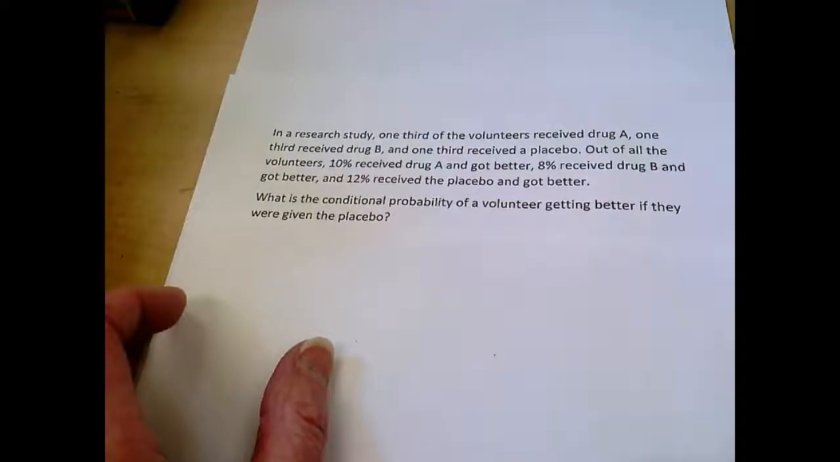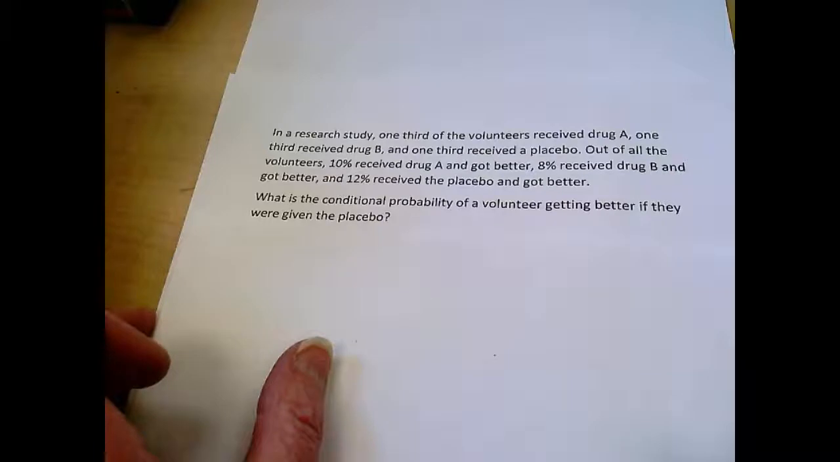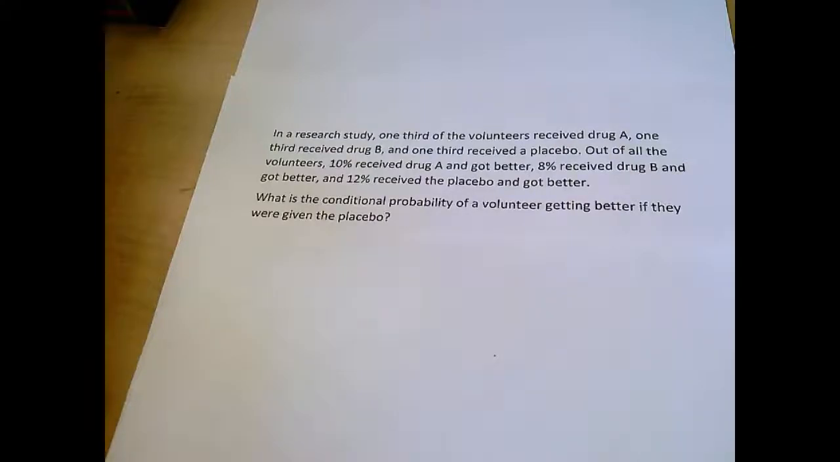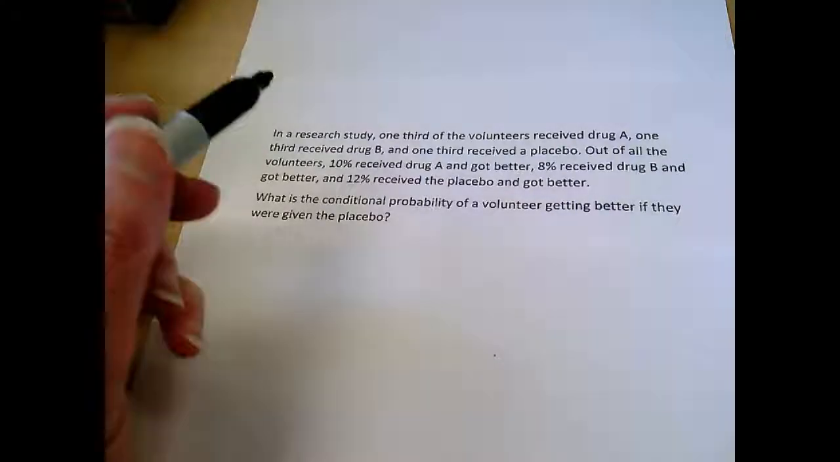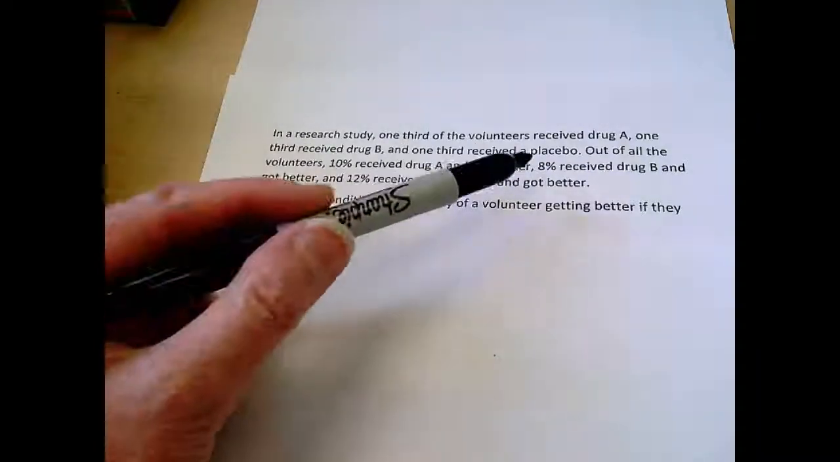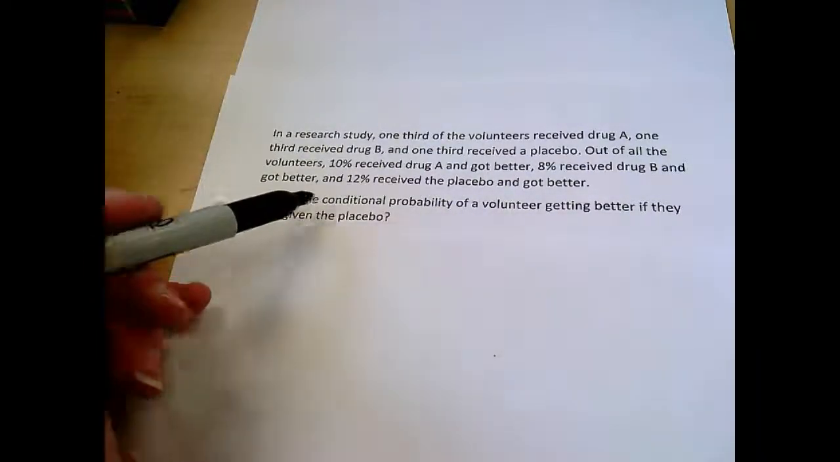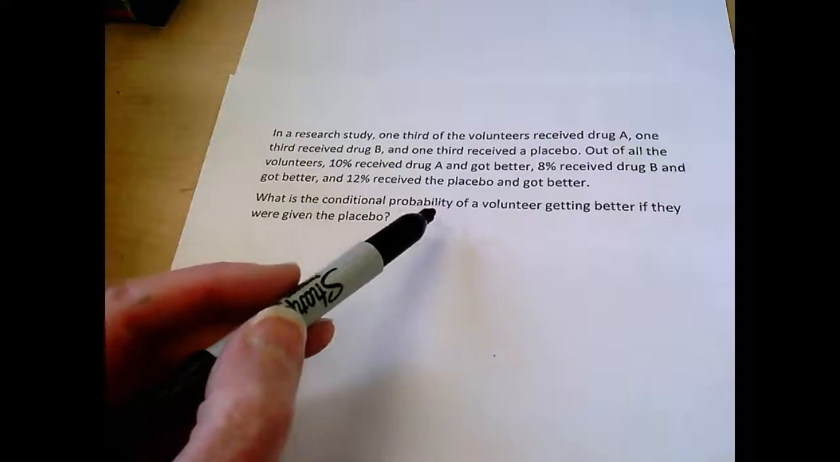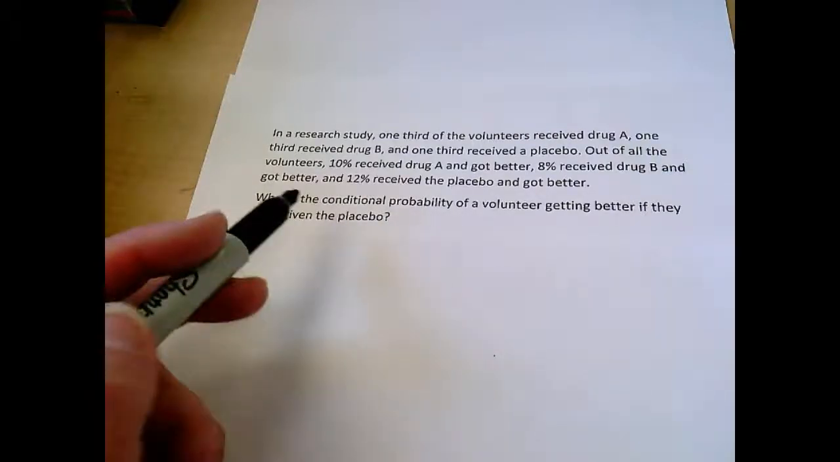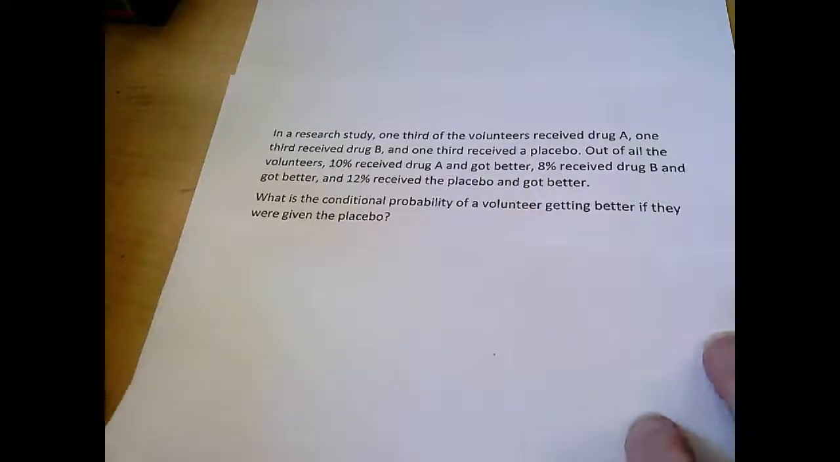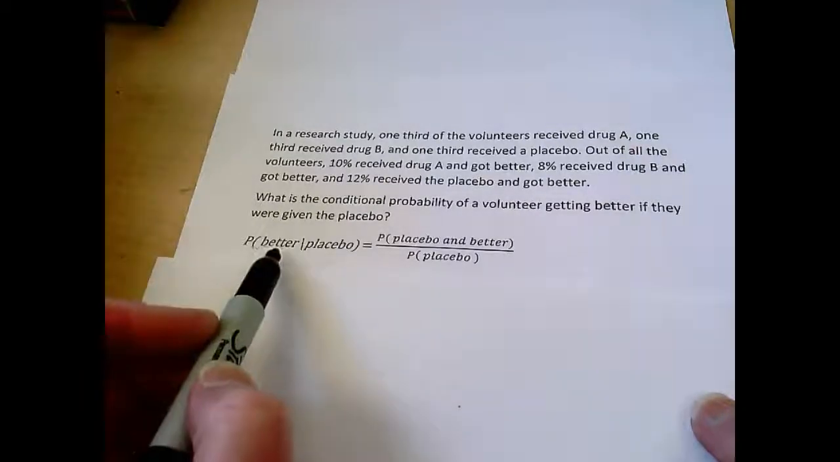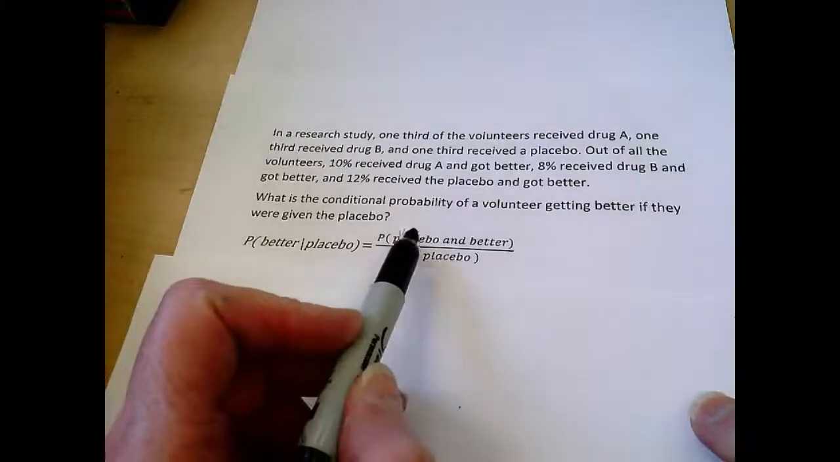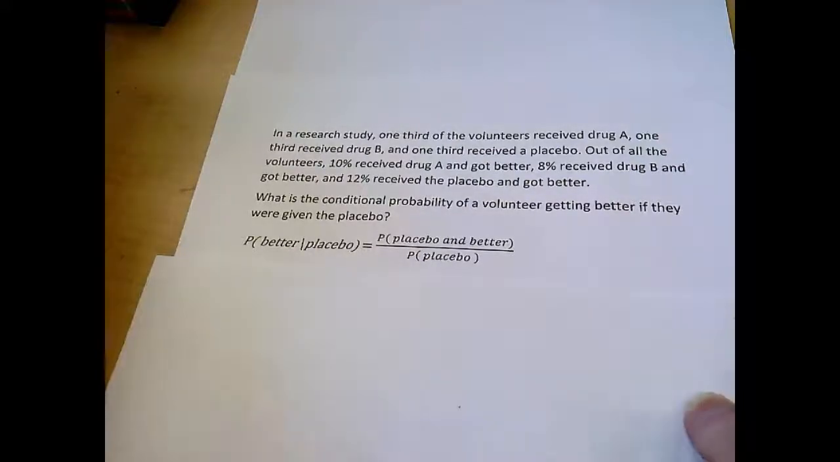Another example, in a research study, 1/3 of the volunteers received drug A, 1/3 received drug B, and 1/3 received a placebo. Out of all the volunteers, 10% received drug A and got better, 8% received drug B and got better, and 12% received the placebo and got better. So what is the conditional probability of a volunteer getting better if they were given the placebo? So you're looking for better given the placebo. So you do the placebo and better, and the probability of just the placebo.